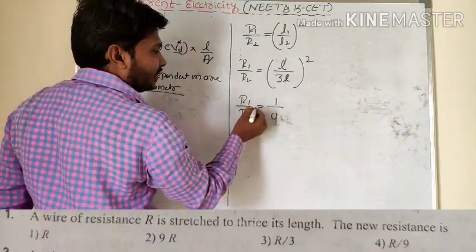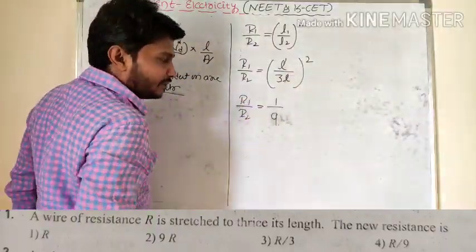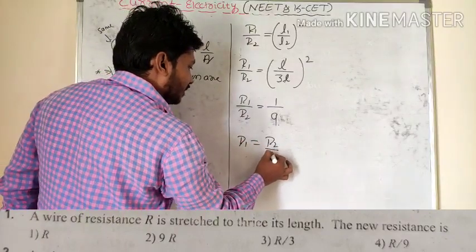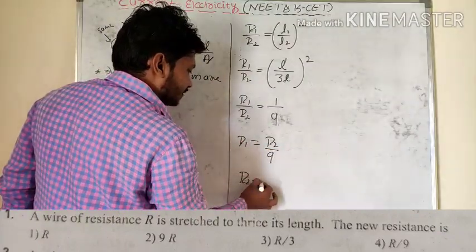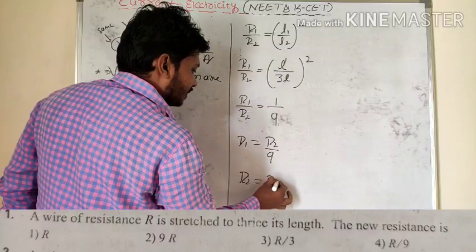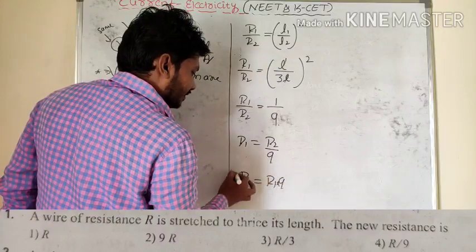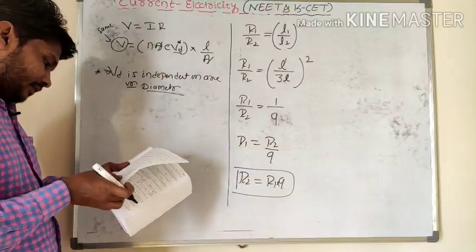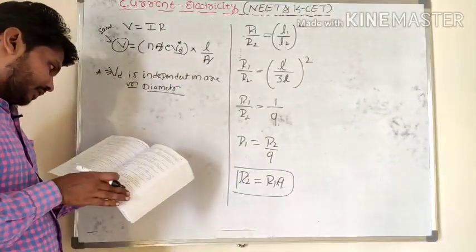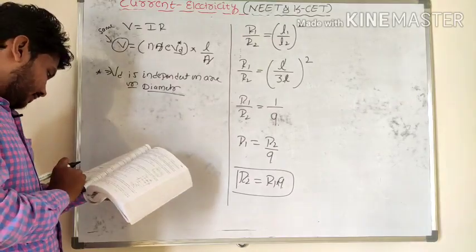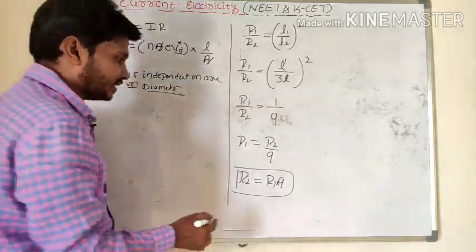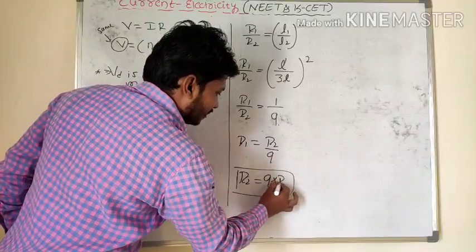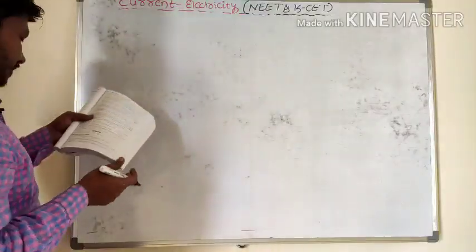So what is that value? R1 by R2, 3 square means 9. R1 is equal to R2 by 9, so R2 is equal to R1 into 9. So what is the change in resistance? The new resistance is 9R. Checking the answer, the new resistance is 9R1. Okay, we'll look at the next one.